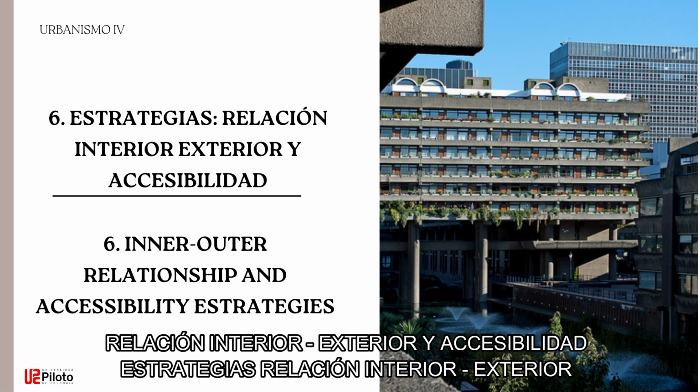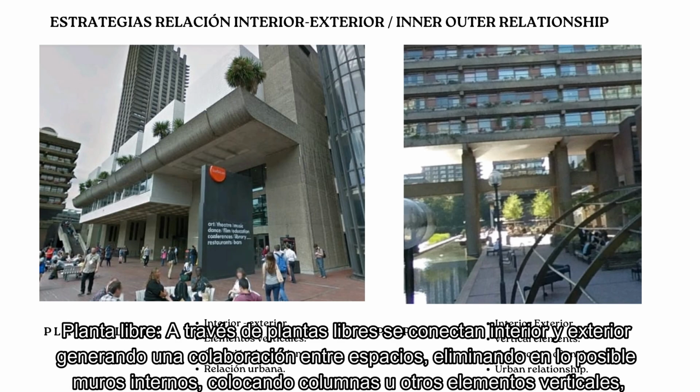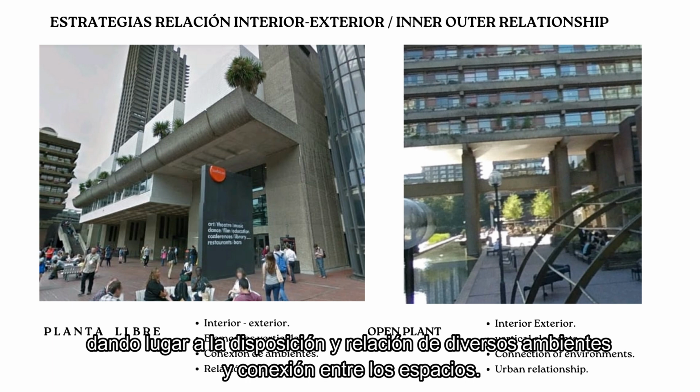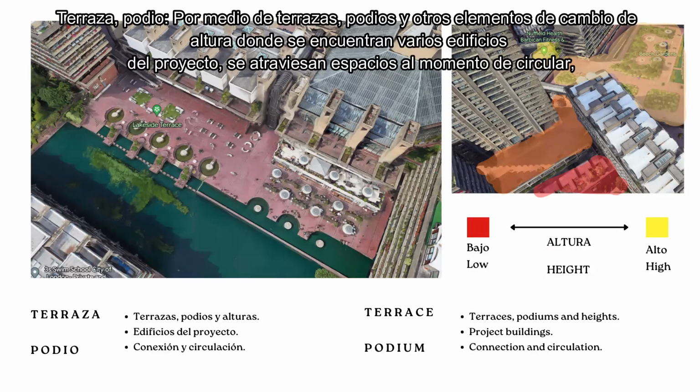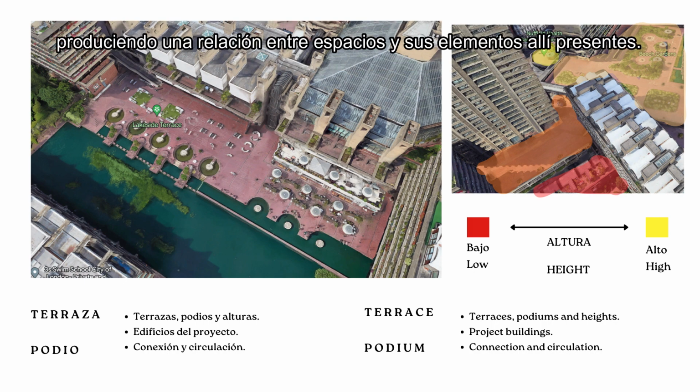Interior-exterior relationship and accessibility. Internal-external relationship strategies. Open plan. Throughout open plans, the interior and exterior are connected, generating collaboration between spaces, eliminating internal walls as much as possible, placing columns or other vertical elements, giving rise to the arrangement and relationship of various environments, and connection between spaces. Terrace podium. By means of terraces, podiums, and other elements of height change where several buildings of the project are located, spaces are crossed at the time of circulation, producing a relationship between spaces and their elements present here.